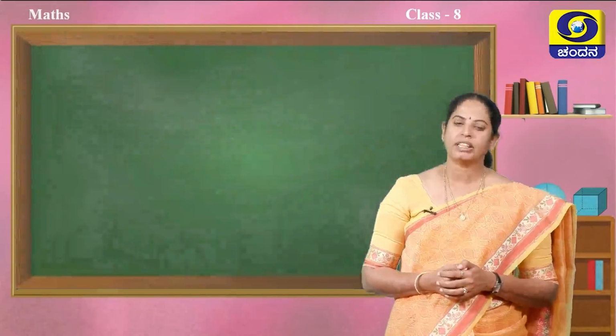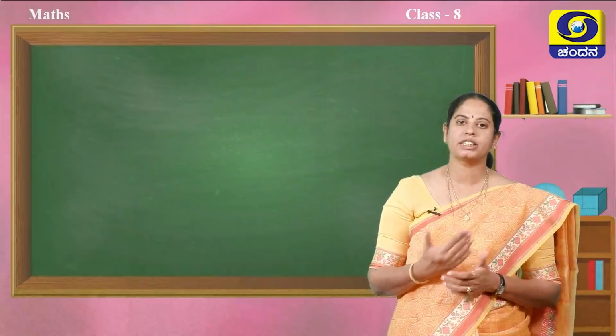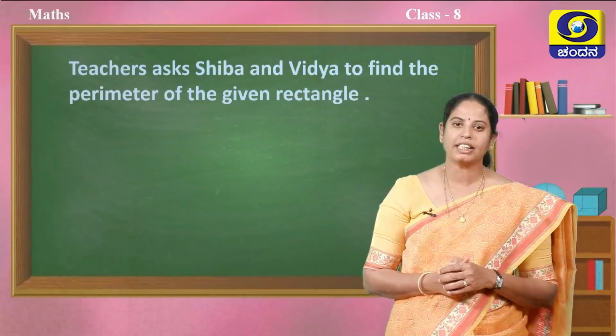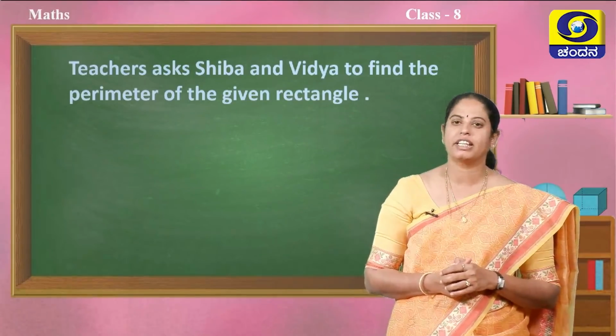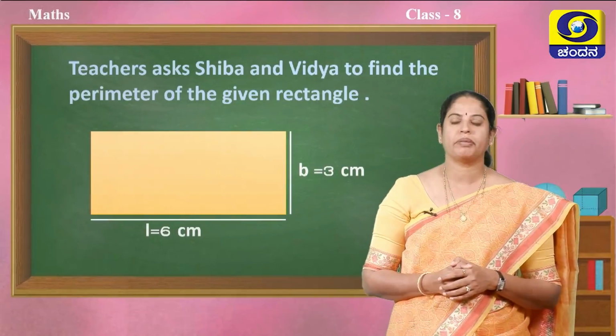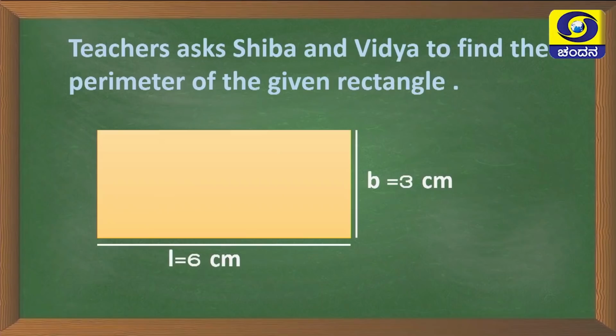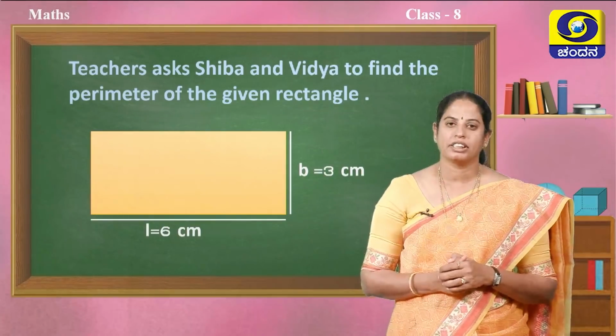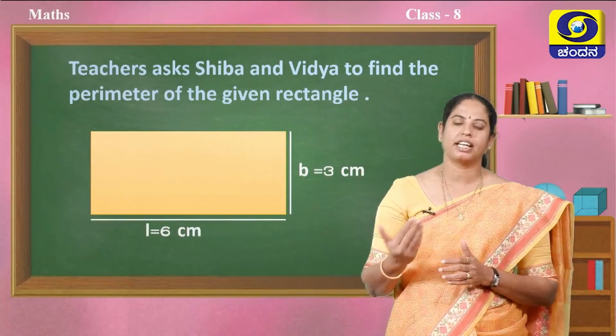When I entered my class, I asked my two students Shiba and Vidya to calculate the perimeter of this rectangle with length 6 centimeter and breadth 3 centimeter. After a few seconds, both of them gave the same answer. I asked them how they calculated the answer. Shiba's calculation is like this.